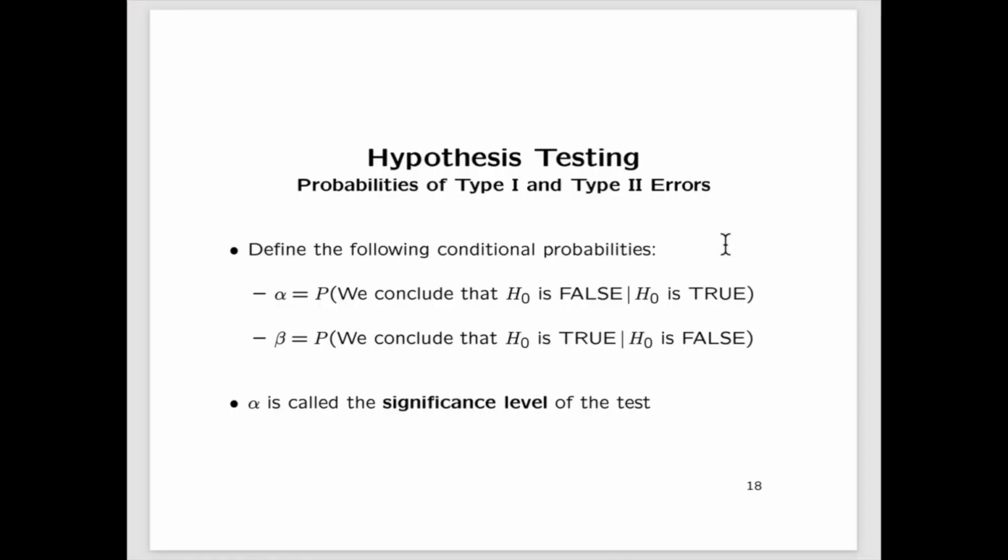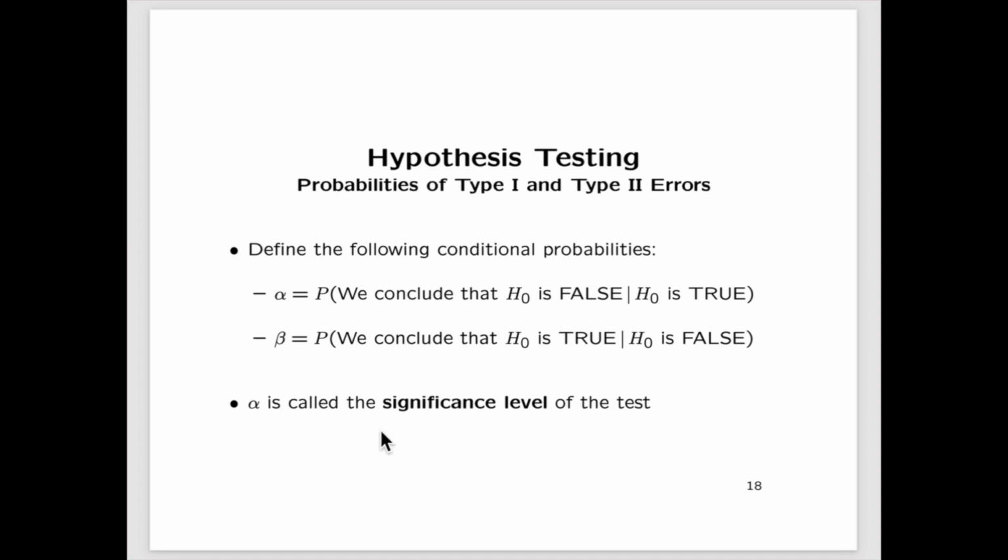And so we will let alpha represent the probability that, and it's a conditional probability, by the way. So alpha is the conditional probability that we conclude that the null hypothesis is false given or when the null hypothesis is actually true. All right, so alpha is the probability of a type 1 error. On the other hand, beta is the conditional probability that we conclude the null hypothesis is true given that the null hypothesis is false.